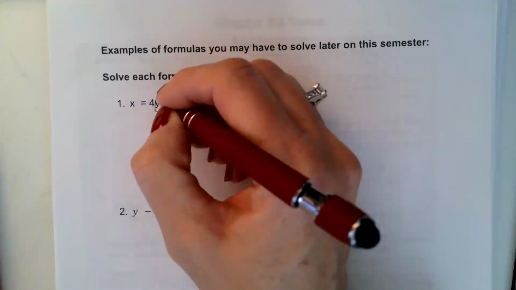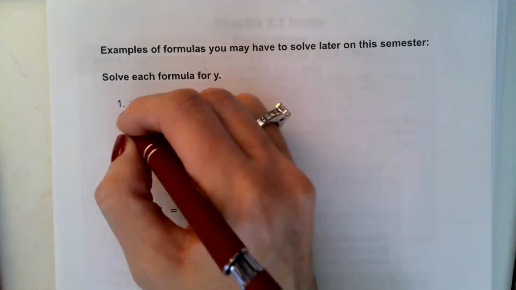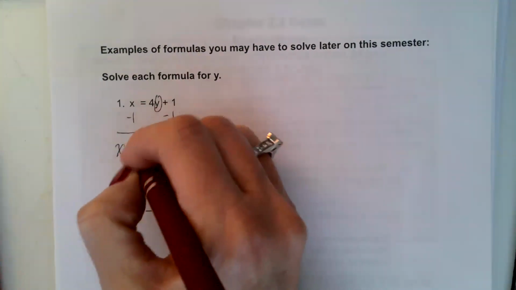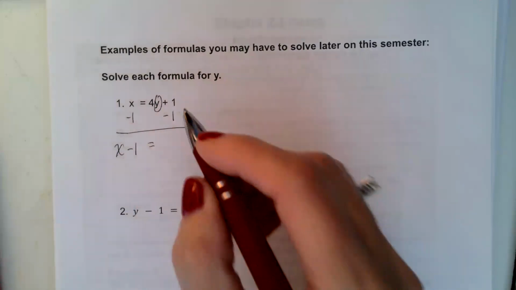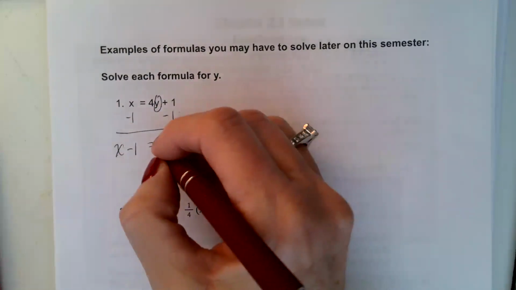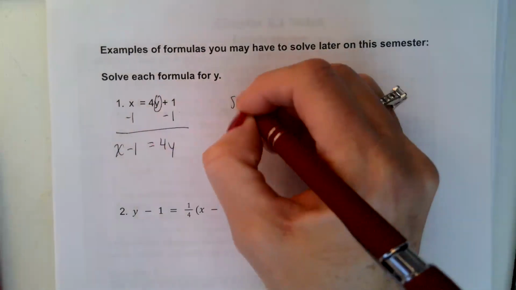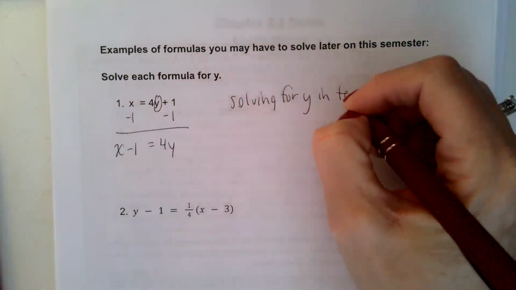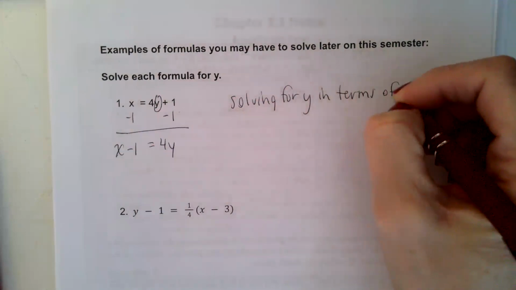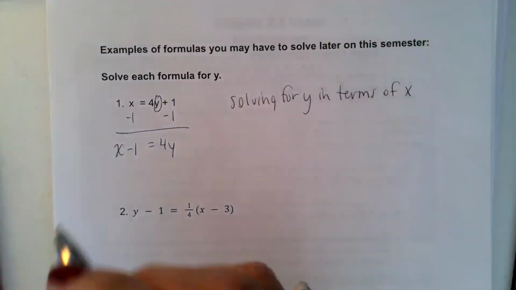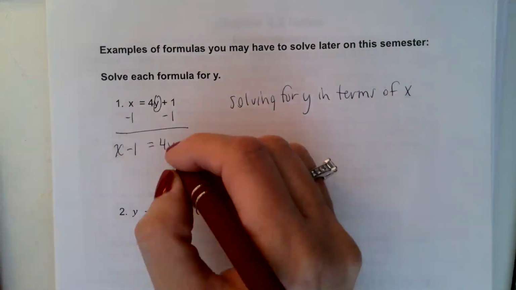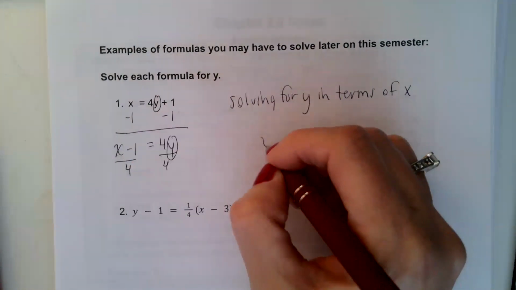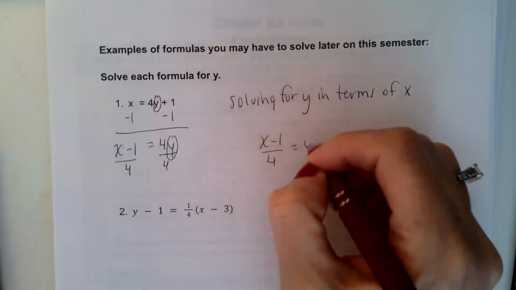So if we want to solve for y, we're going to subtract 1. And since we don't know what x is, we're going to say it's just x minus 1. So we're putting the equation in terms of x. So we're solving for y in terms of x, meaning if we knew what x is, we could find y. So because I'm still solving for y, I'm going to divide by 4. So x minus 1 divided by 4 equals y.